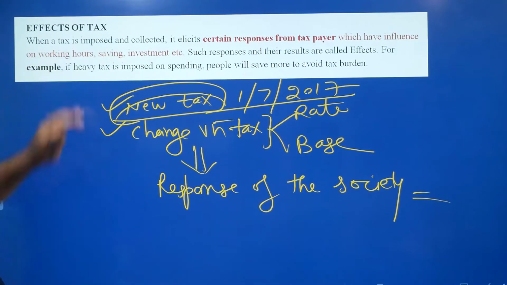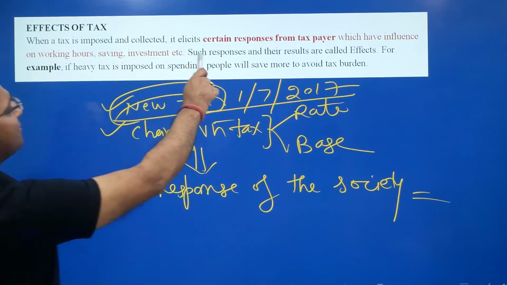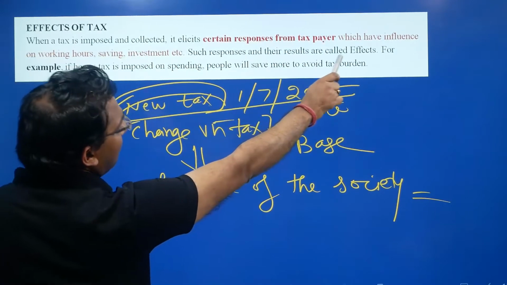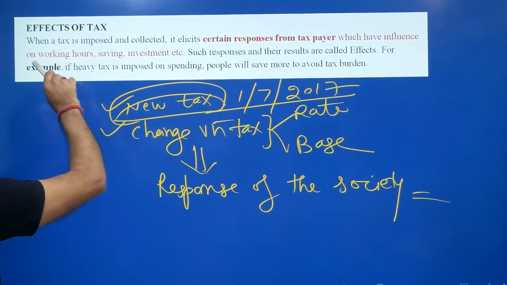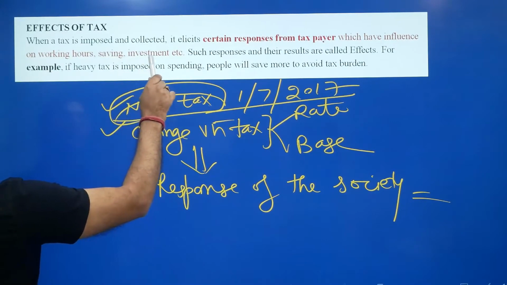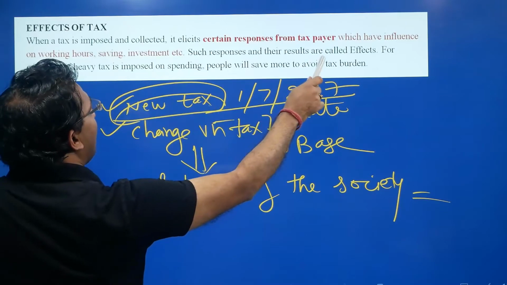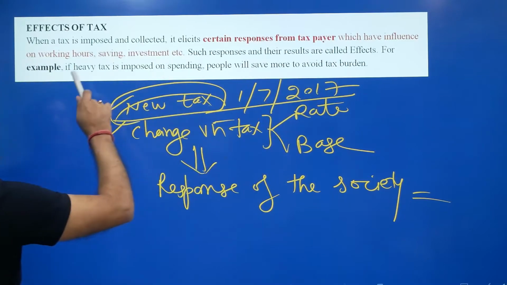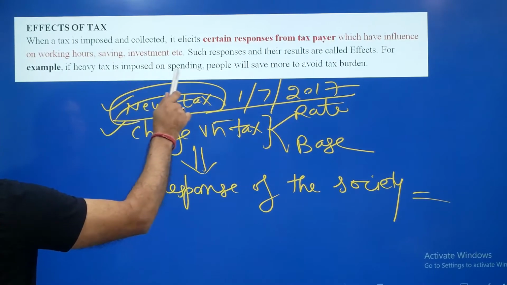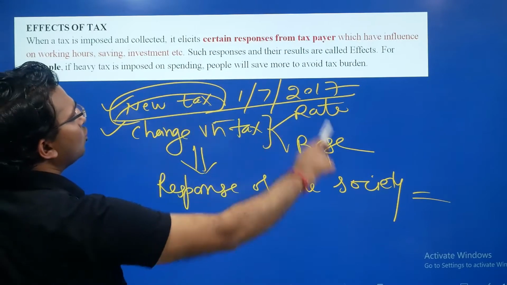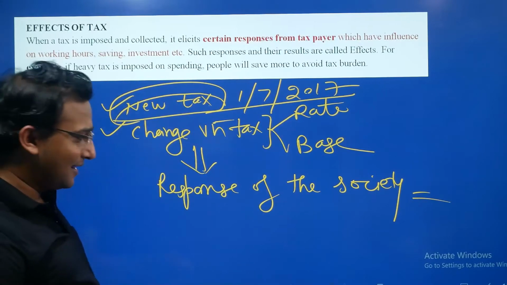When a tax is imposed and collected, it elicits certain responses from taxpayers which have influence on working hours, savings, investment, etc. Such responses and their results are called effects. For example, if heavy tax is imposed on spending, people will save more to avoid the tax burden. So this is another example.